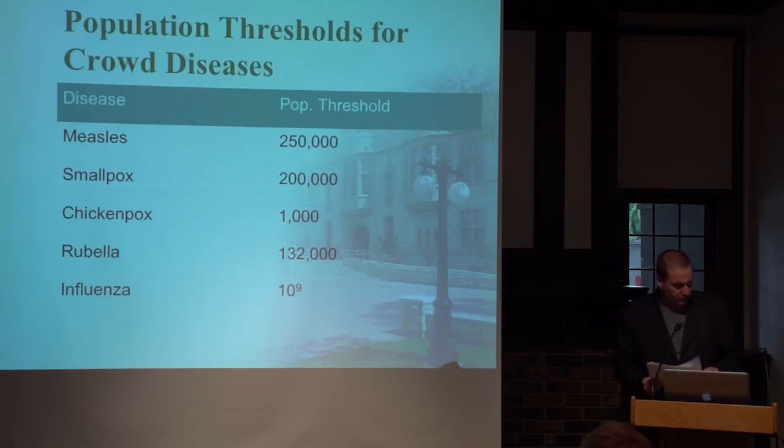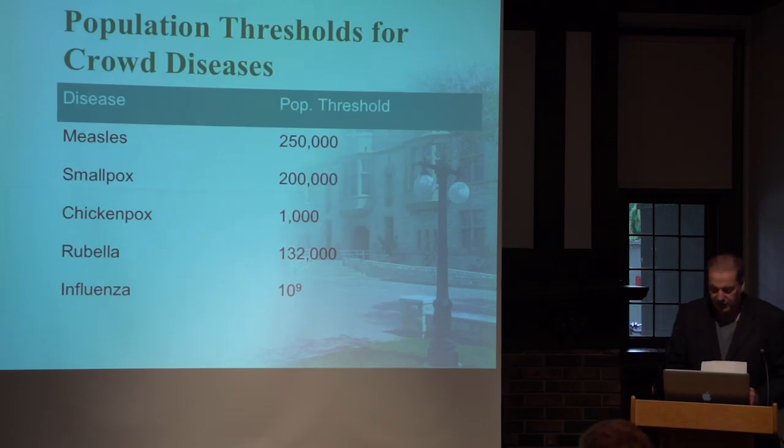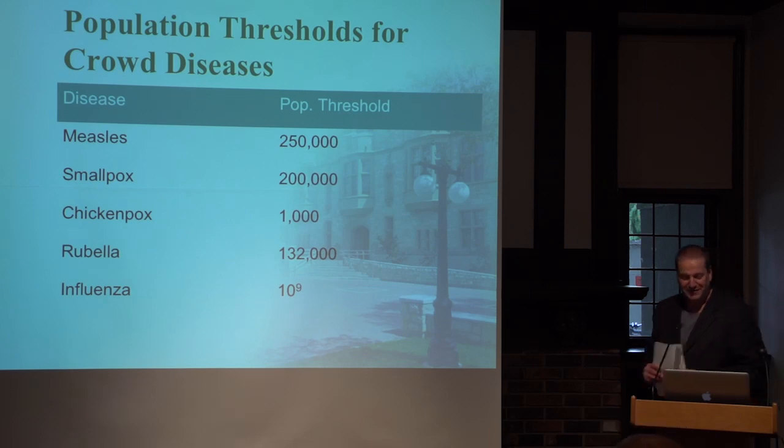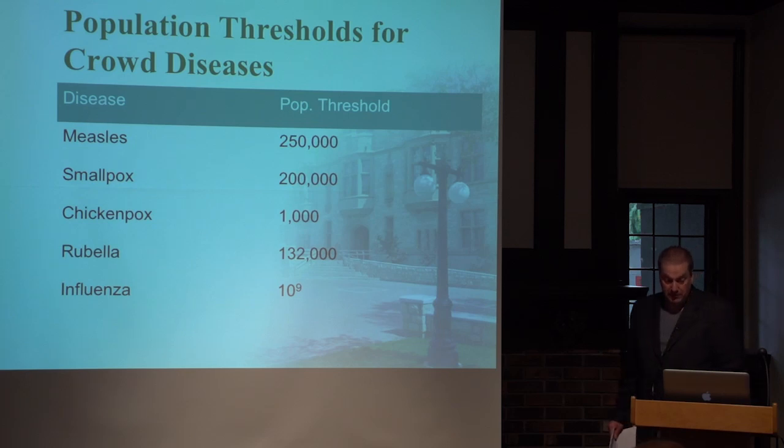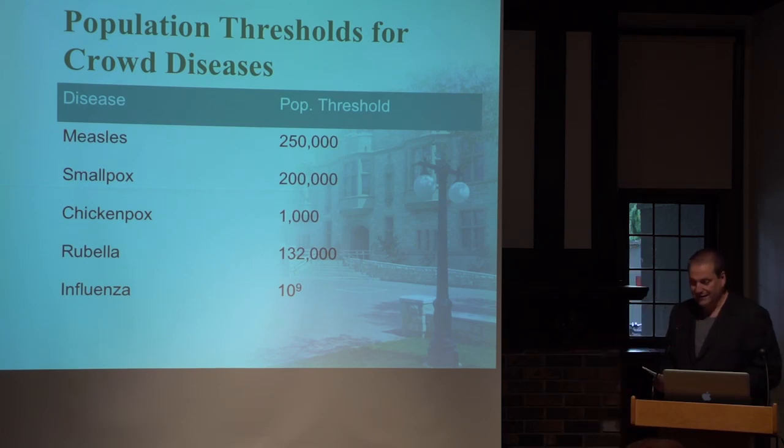Now, in terms of thresholds, I'll just quickly go through these. There are a few here. Chickenpox is somewhat sketchy, so I don't necessarily believe it. But certainly measles at 250,000, I think, is acknowledged through mathematical models. Smallpox somewhere around 200,000. Rubella, German measles, at 132,000, let's say, and then influenza at a much higher population number than we're going to find because of its ability to mutate. So there would not be an endemic situation with influenza. We're susceptible periodically to influenza.